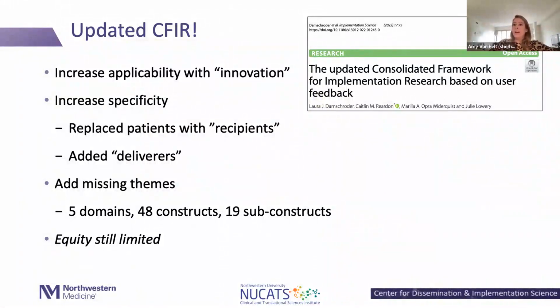Modifications also involved adding additional constructs to include important themes that may have been missing from that original version, such as local attitudes, meaning sociocultural values and beliefs. And this updated version, who knows if it'll be final in the future, includes 5 domains, 48 constructs, and 19 subconstructs. I do think these changes were helpful in improving this framework, but we want to highlight that equity is still very limited in CFIR. So given the importance of health equity in implementation science, there are still limitations with this framework.